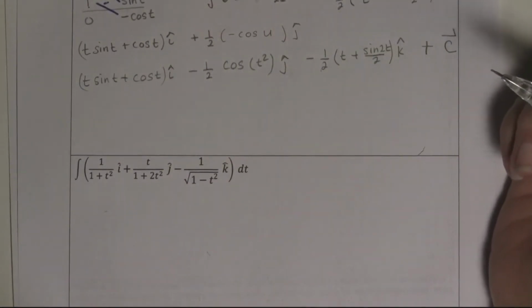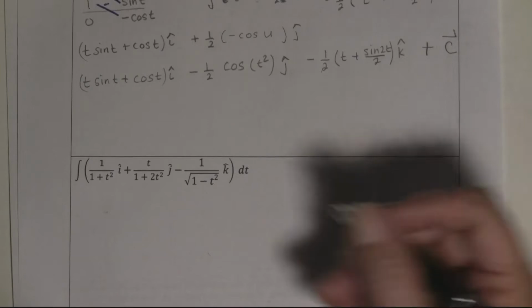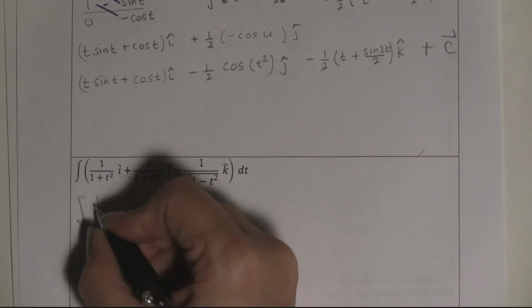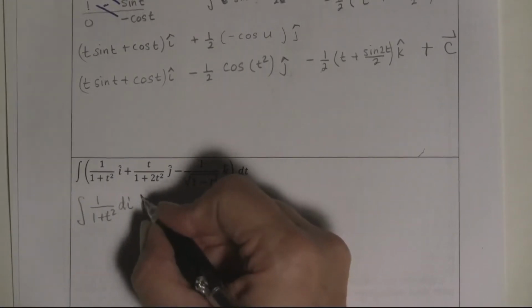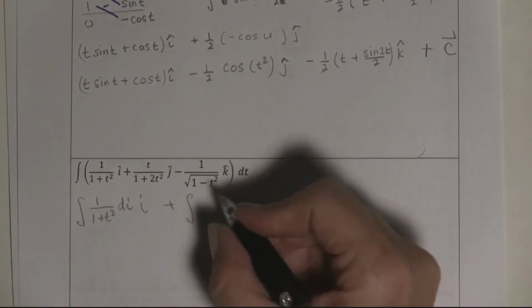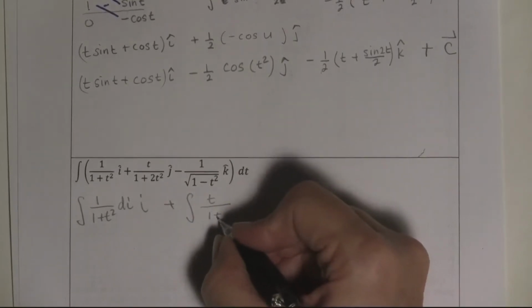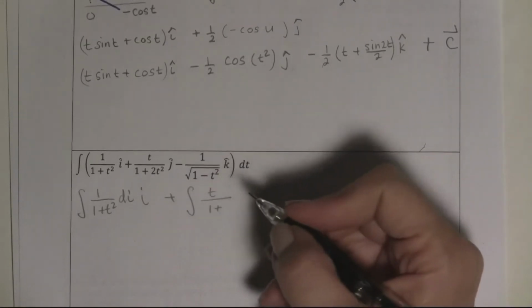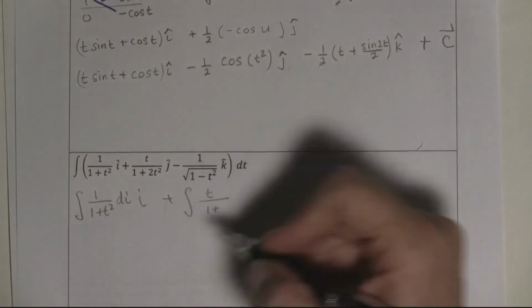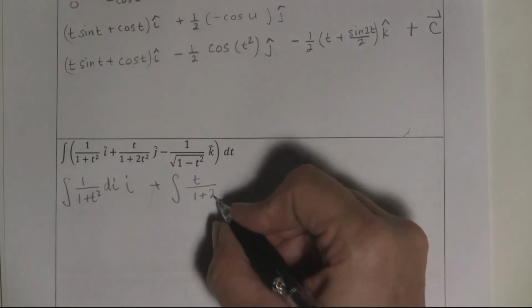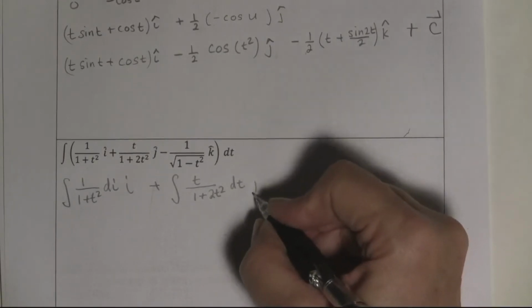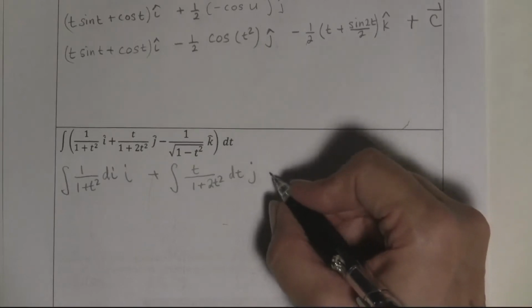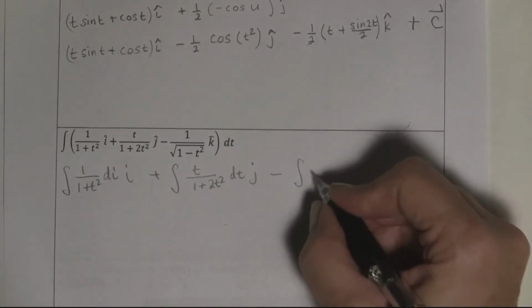Okay, so let's look at our next example here. We want to integrate the pieces. So we have the integral of 1 over 1 plus t squared dt. So that's I. And then the next one, the integral of t over 1 plus 2t. I'm separating them so that I can just do them individually. Some people say you can leave it together, and you certainly can, but I like to separate it so I can see what I have.